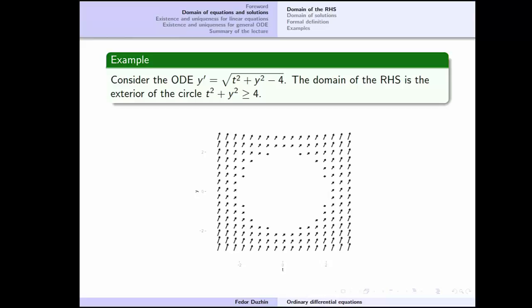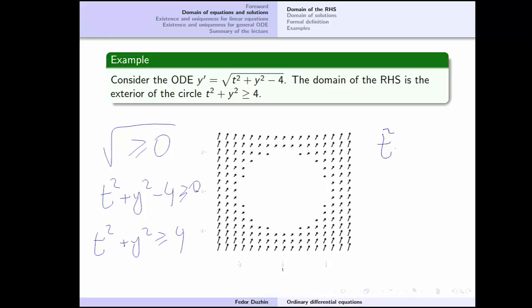So for example, here the right-hand side is square root of t squared plus y squared minus 4. Since we have the square root, whatever expression is inside of the square root must be non-negative. So in our case, t squared plus y squared minus 4 must be non-negative, which means t squared plus y squared must be bigger than or equal to 4. And I hope you still remember that if t squared plus y squared is exactly 4, which is 2 squared, then that's the circle of radius 2 on the plane ty.